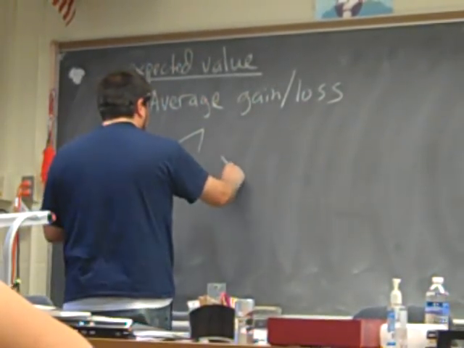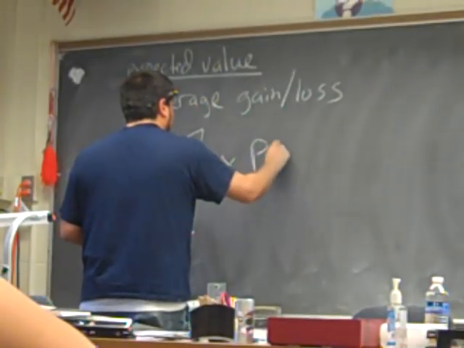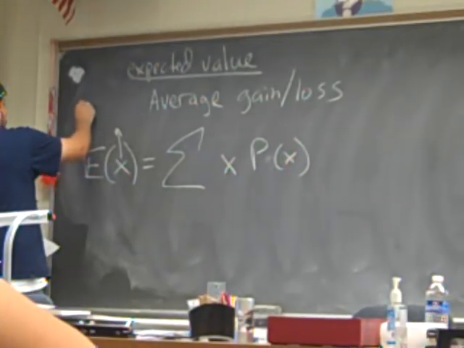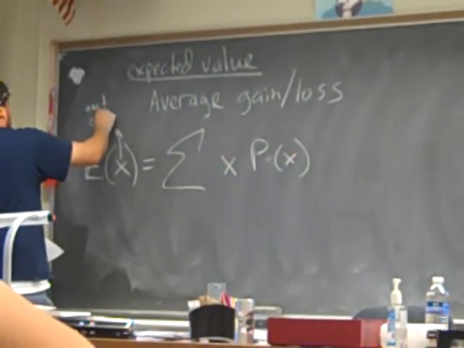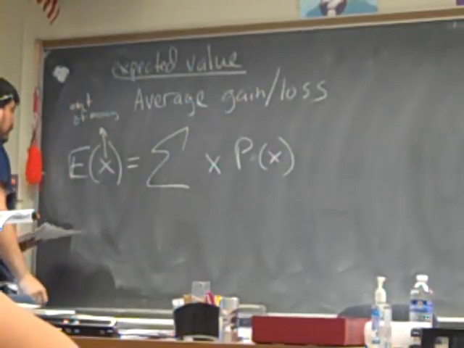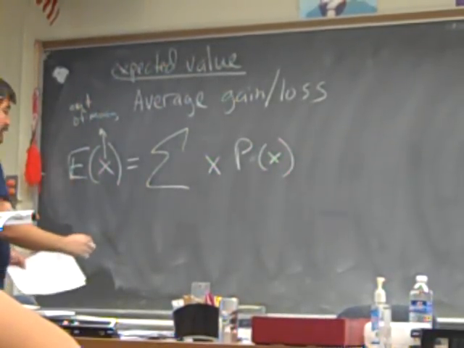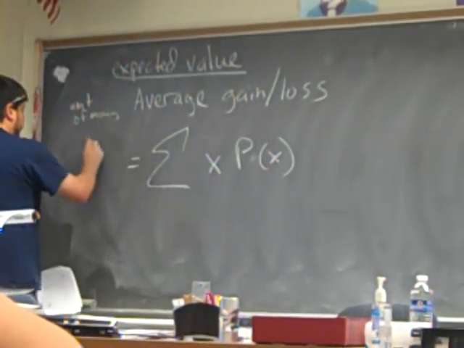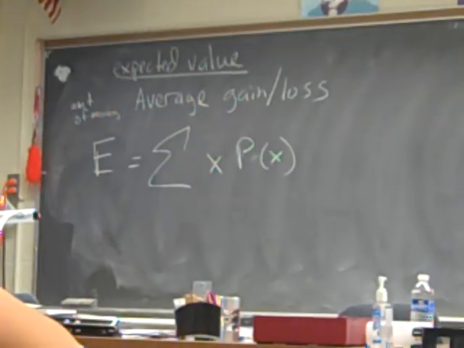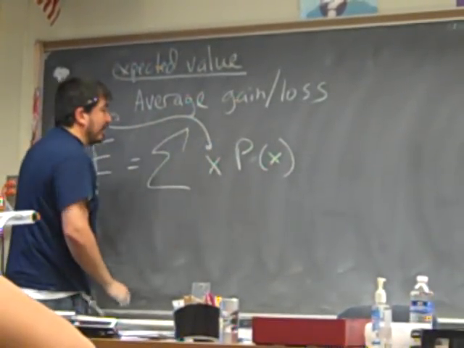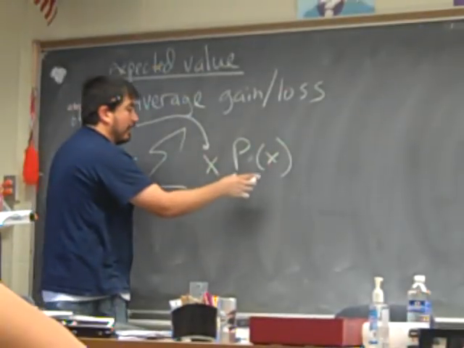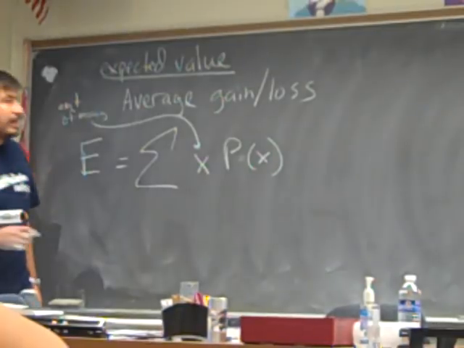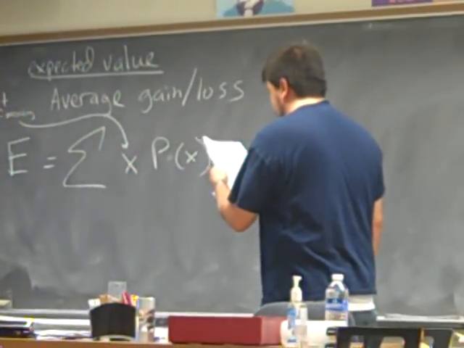Typically you'll see it written with an X; think of the X as amount of money. You know what, let's not do E of X. I don't like that. Let's just do E. So the expected value can be calculated by simply adding up the products of all the probabilities times their monetary values. A very quick and easy example to understand is something like this.